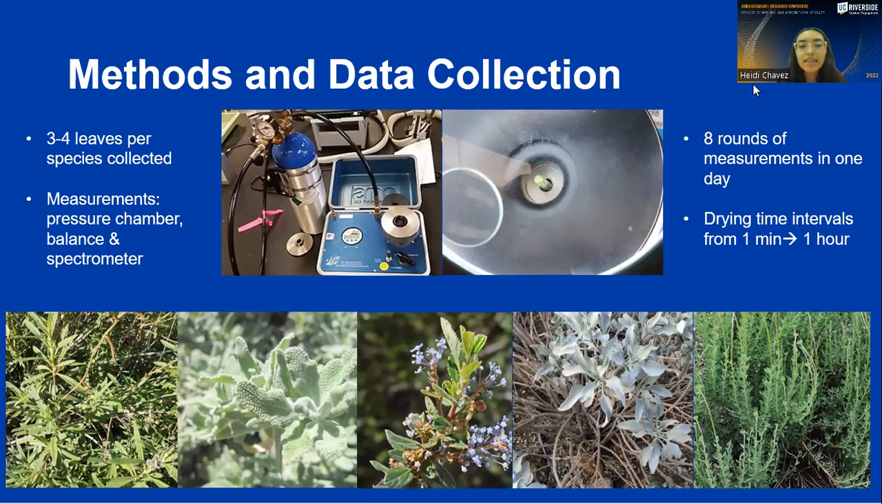Once we ended that 1 hour of drying time, we placed the leaves into an envelope, and that was put into a drying oven that was set at 60 degrees Celsius. We let it dry for 3 days. And then from there, we took measurements of the dry mass of the leaf, and we could use that to calculate the relative water content.